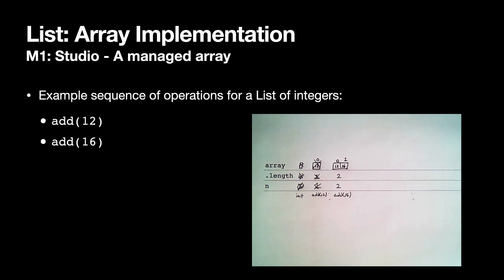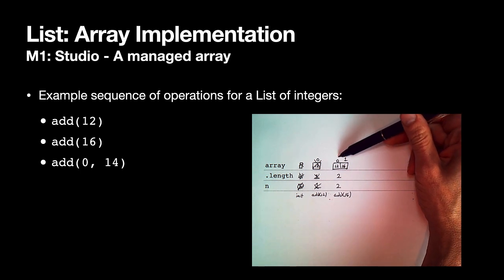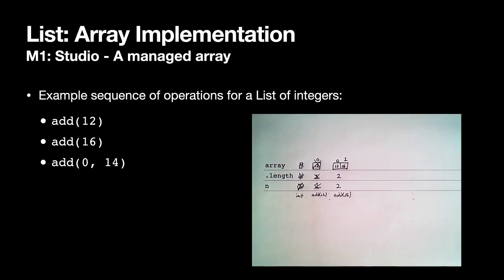Okay, let's do another operation. Oh, this operation is a little bit more complicated. So this is the add at a specific index, and our index is 0. So basically this is like inserting an item here. We're still adding something, so we'll have more items in our array list when we're done.